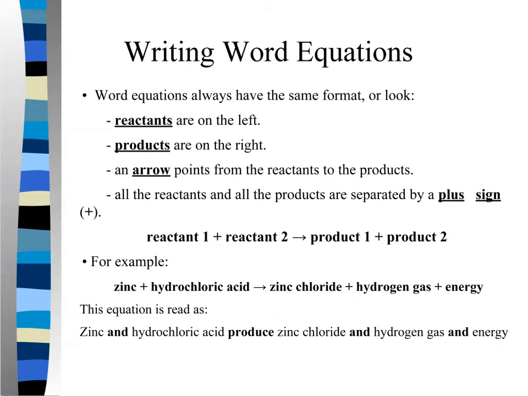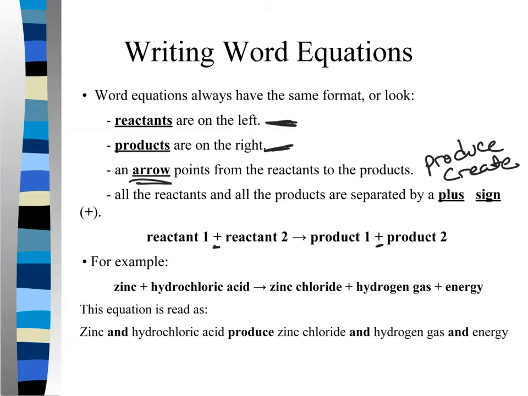Now, writing word equations. Word equations always have the same format or look. As I said, reactants are on the left, products are on the right. An arrow points from the reactants to the products. You might also see an arrow indicated by the word produce or create when you're reading something. All reactants and products are separated by a plus sign. So when you're looking here, we have a plus sign, a plus sign.